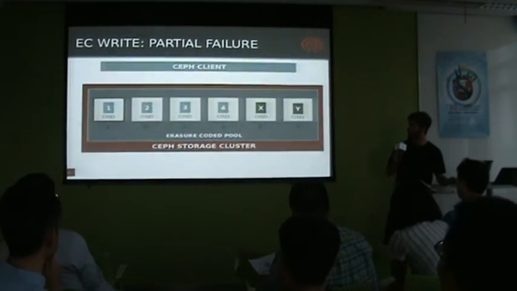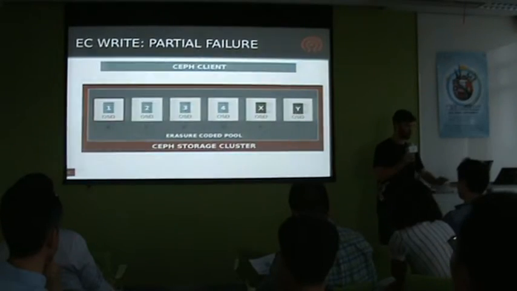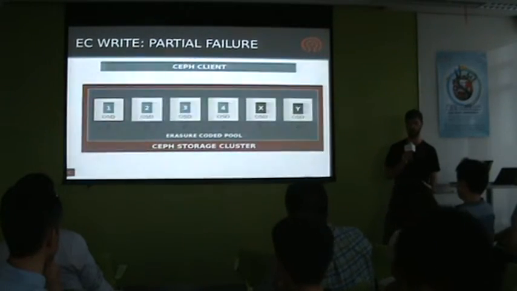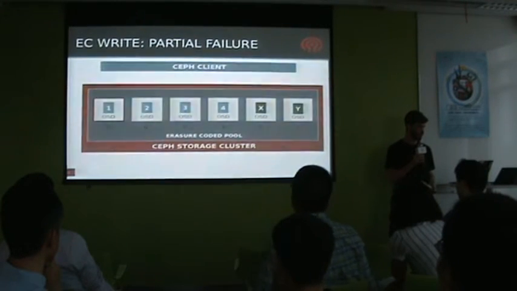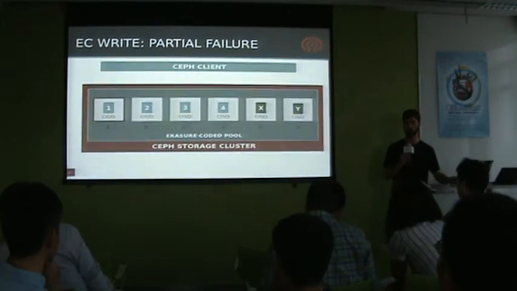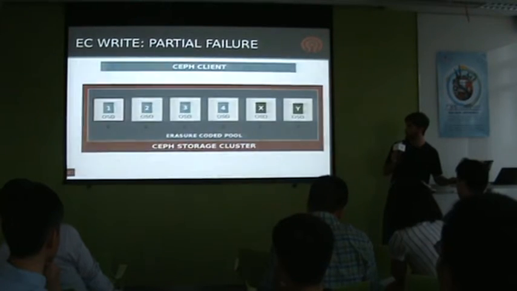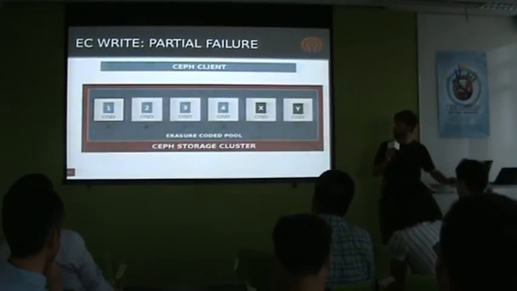So now, in the case of the partial failure we were talking about before, the primary will note that we have 3 versions at version A, and 3 versions at version B. And so we will simply roll back all of the ones at version B to version A, leaving us with a consistent placement.